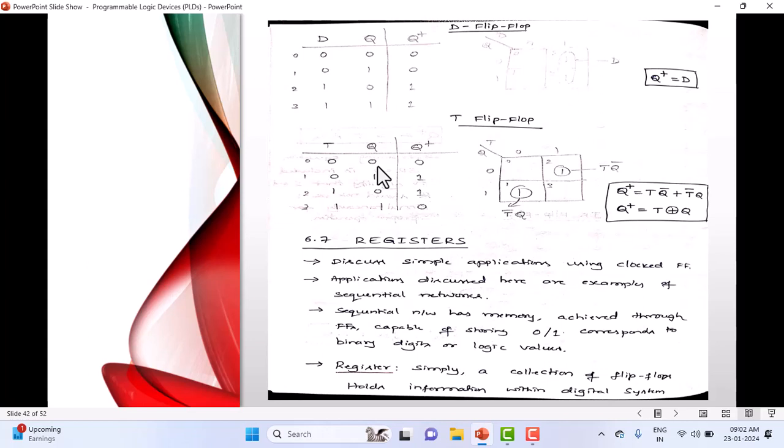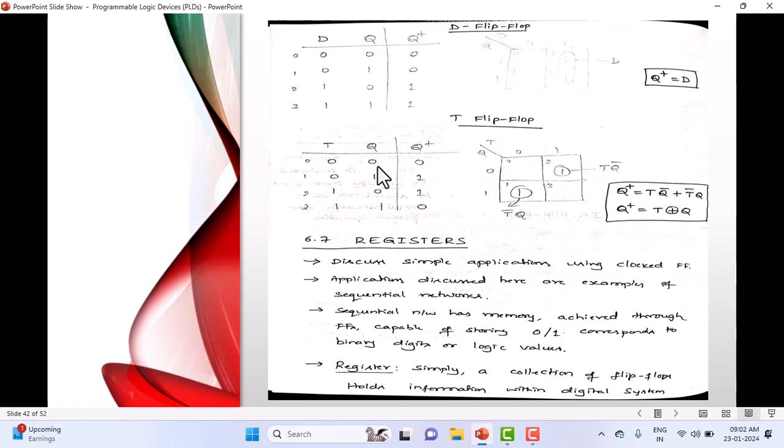A small change here. For 0, it remains the same, it is Q. For 1, it is Q complement. Understood? This is the truth table. Based on that, you can write the state table like this.